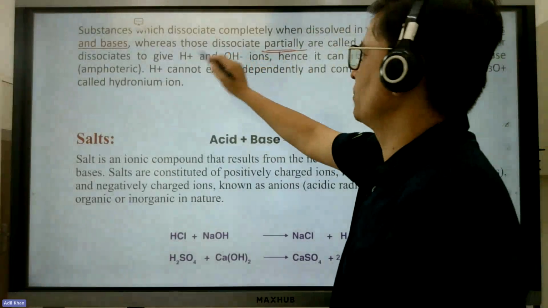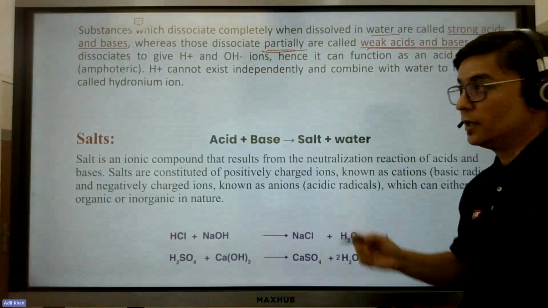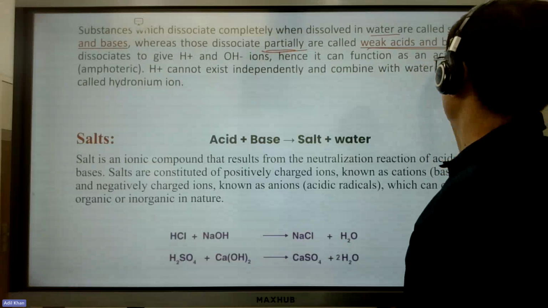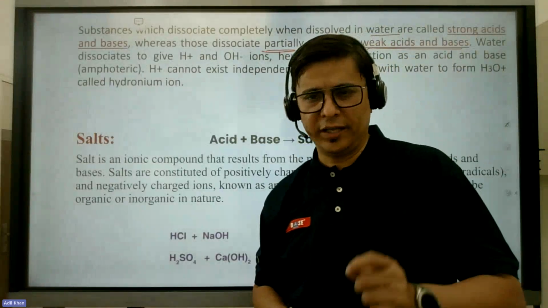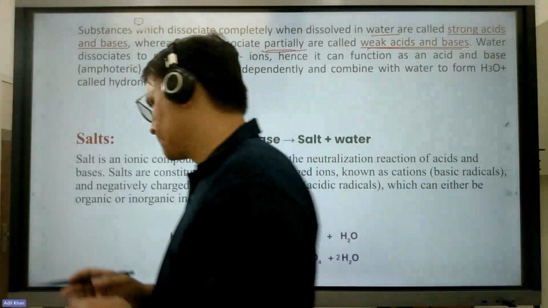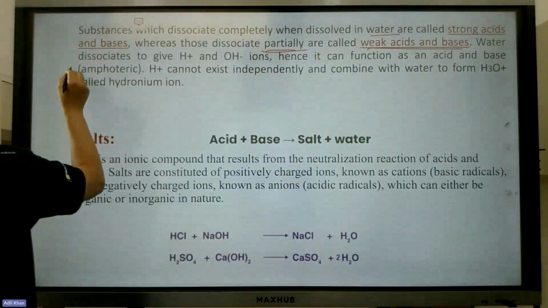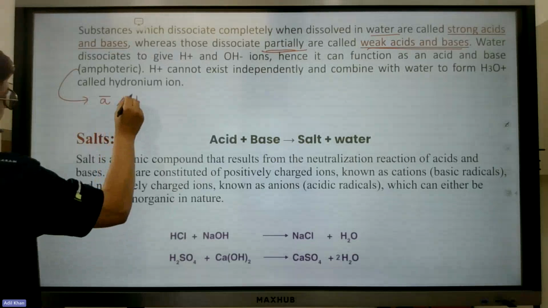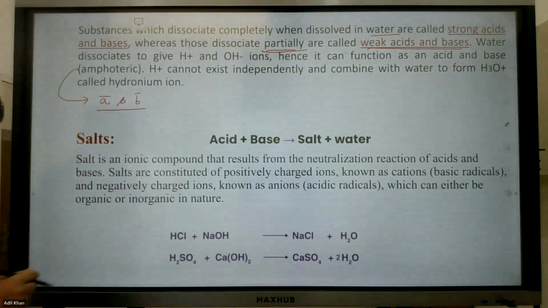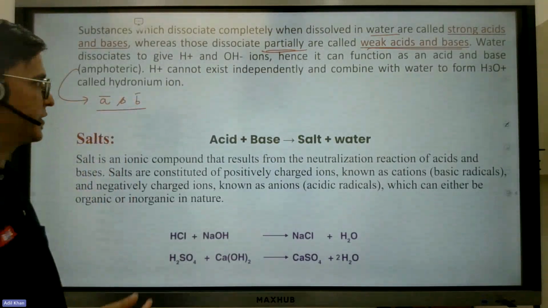Water dissociates into H plus and OH minus ion, water. Hence, it can function as both acid and base. Therefore, water is known as amphoteric. So there is a special type of compound in nature known as amphoteric compound. Amphoteric compounds are those which can act as both acid and base, like water, H plus and OH minus.